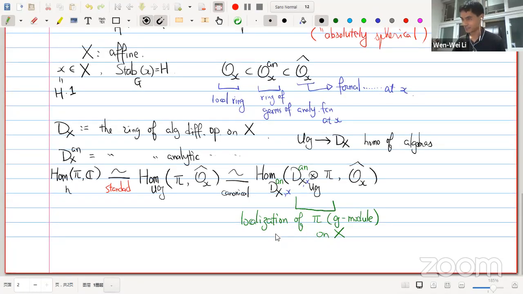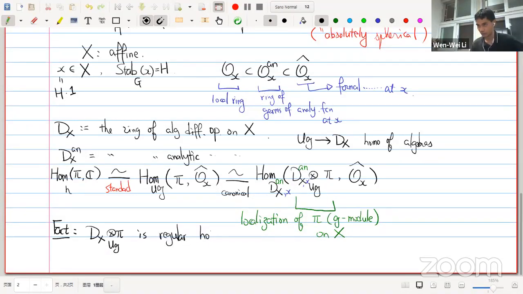I just found that there's a talk by Ganev in the same seminar series. It's also about the localization functor. So what's good about this? The fact I will use is that this localization D module is some very cute D module called a regular holonomic D module.